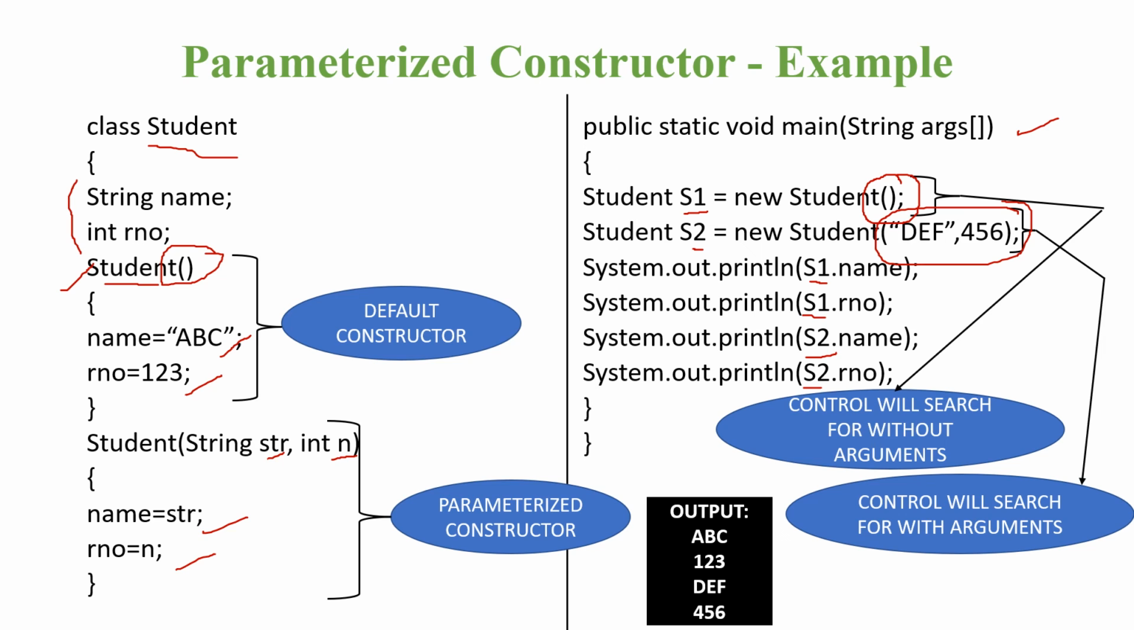So what is s1.name? Which is nothing but ABC. s1.roll number is 123. s2.name is DEF. s2.roll number is 456. So the output would be ABC 123, DEF and 456. I hope this is clear.